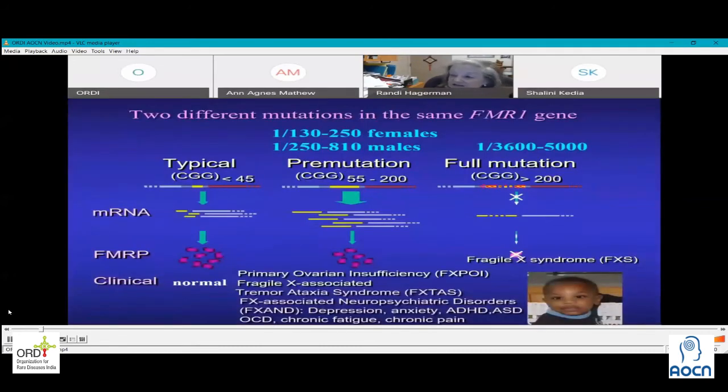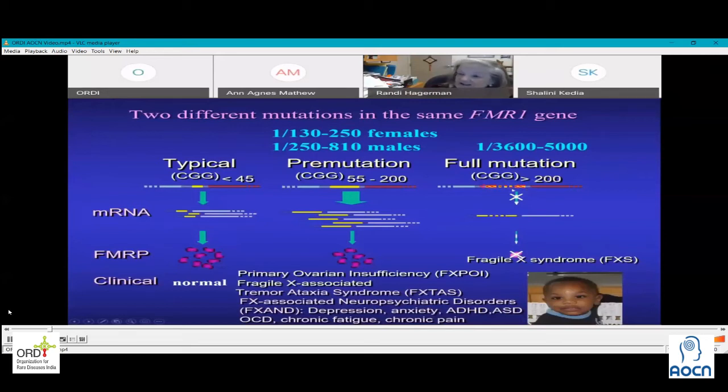So we're going to be talking about Fragile X syndrome, but this puts it in context. It's important to understand that the Fragile X mental retardation 1 gene, or FMR1 gene, has two forms. The pre-mutation, which has 55 to 200 CGG repeats. This is at the front end of the active portion of the gene. And the full mutation, which has greater than 200 repeats.